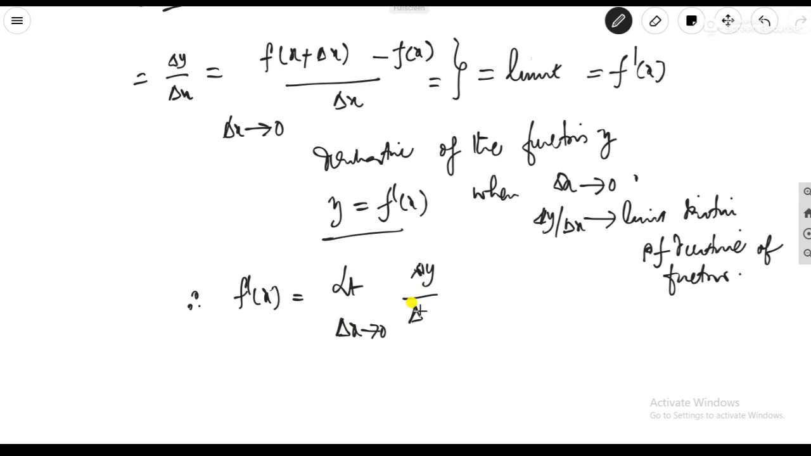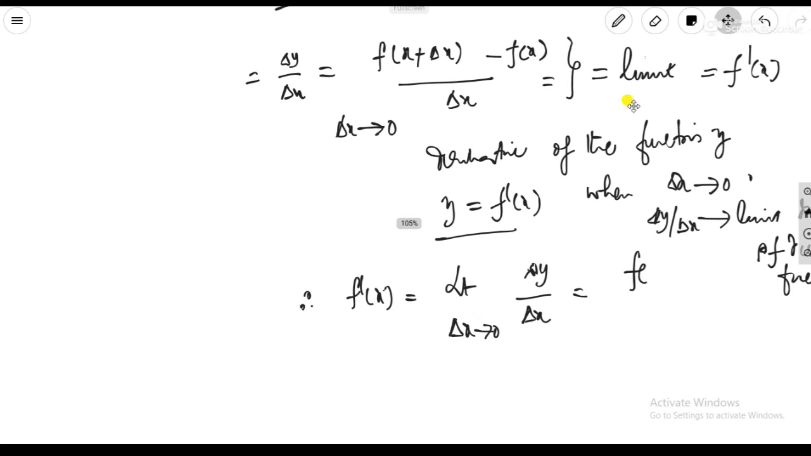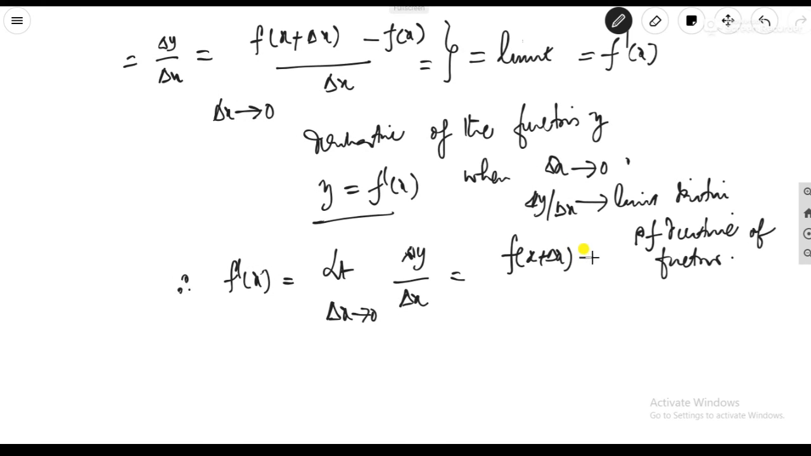delta y by delta x is equal to f of x plus delta x, sorry, minus f of x divided by delta x. So this is the derivative of the function. You have to understand what actually this means in a geometrical way. So we will explore that also.